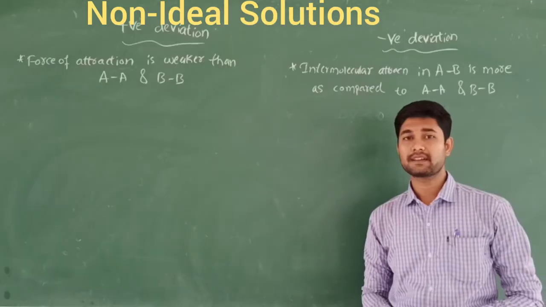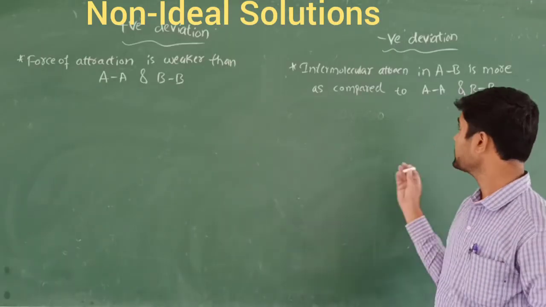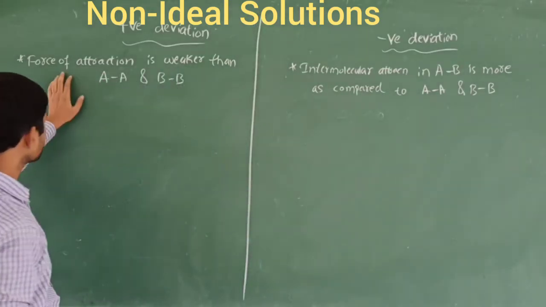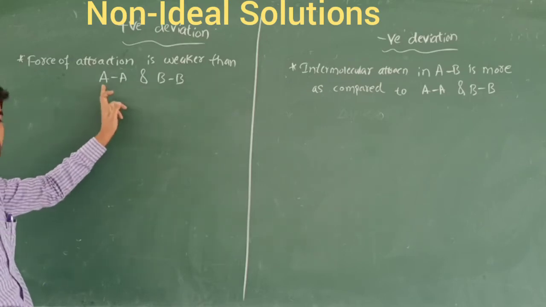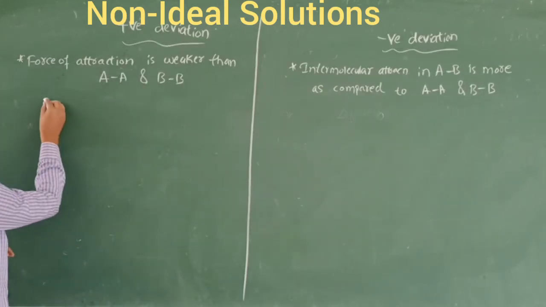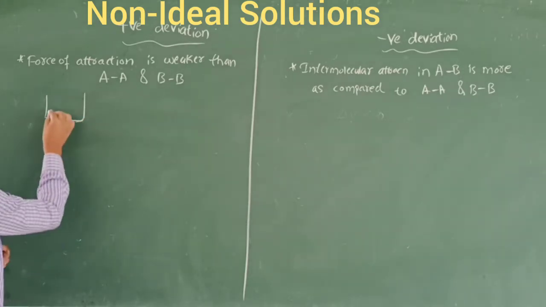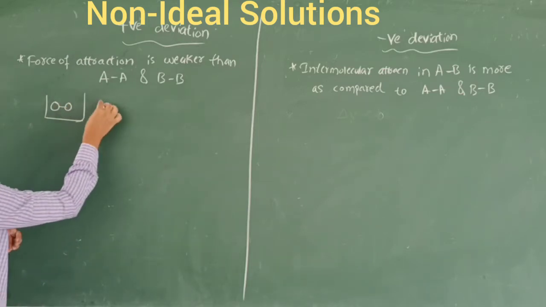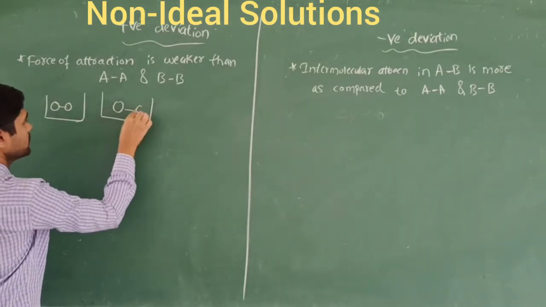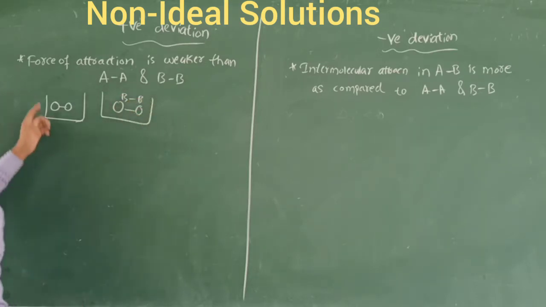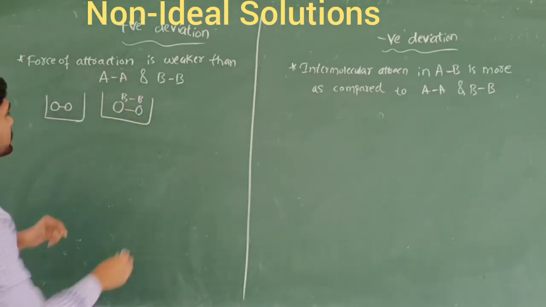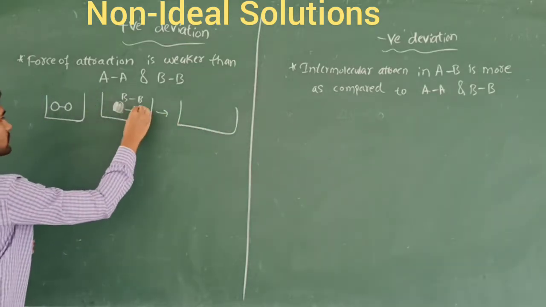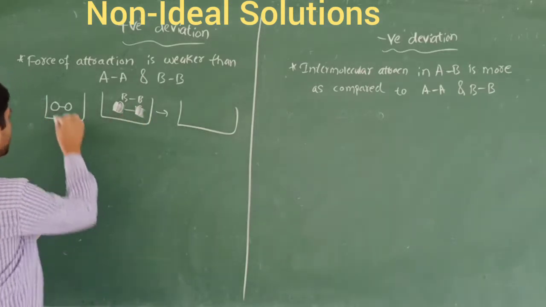Let's study some more differences between positive deviation and negative deviation. Here the force of attraction is weaker than the A-A and B-B molecular attraction. Let's take a container of molecules. This is the A-A type molecule and this is the B-B molecules. The force of attraction is weaker here. Now this dark one is B-B and this will be the A-A interaction.